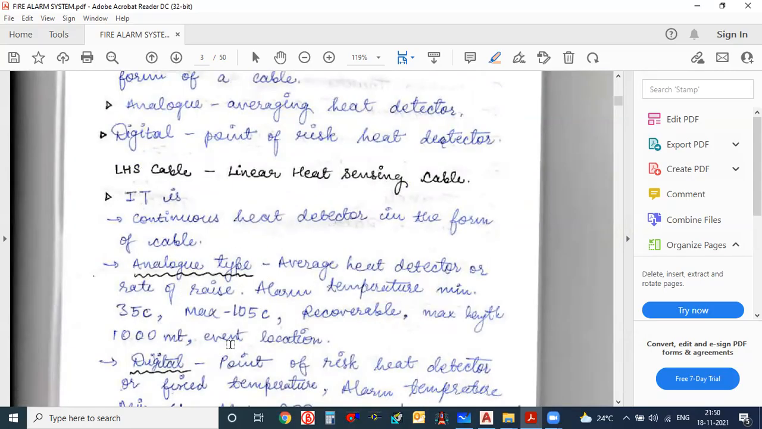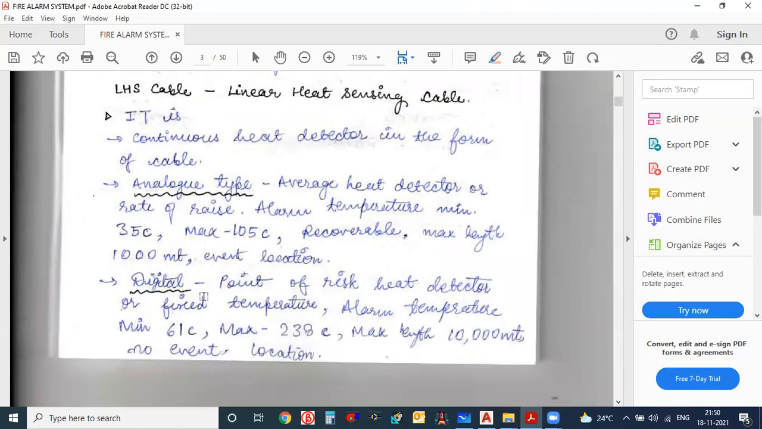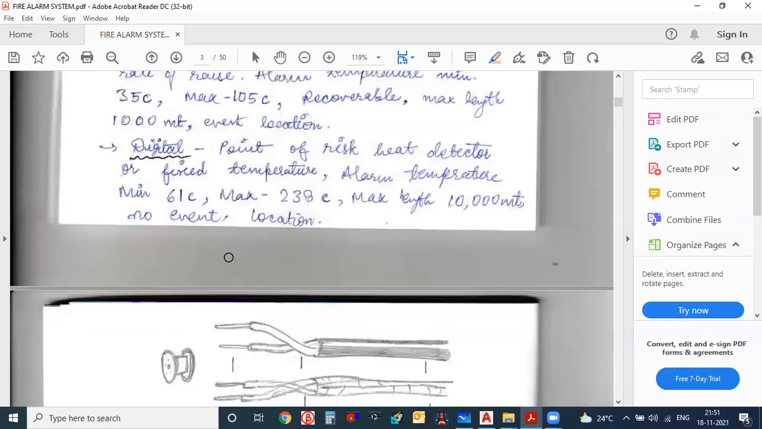Here they have just given the temperature ranges. Minimum temperature is 35 degrees Celsius, maximum is 105 degrees Celsius in the analog type. In the digital type, the minimum temperature is 61 degrees Celsius, maximum temperature is 230 degrees Celsius. Maximum length is 10,000 meter in the digital LHS cable. In the analog LHS cable, it is 1000 meter. Only this difference is given.